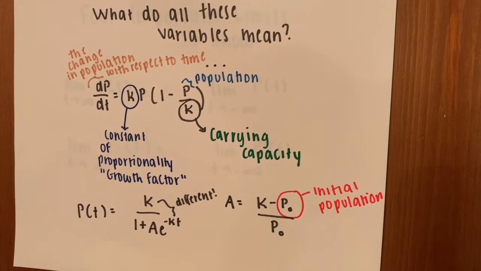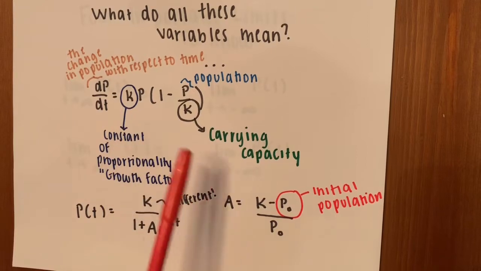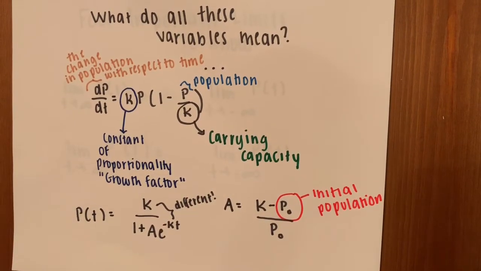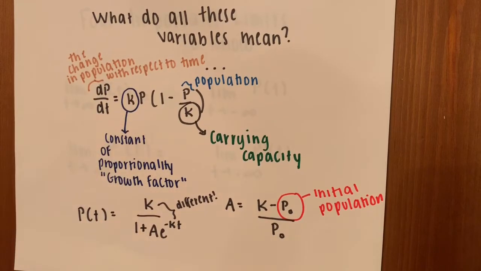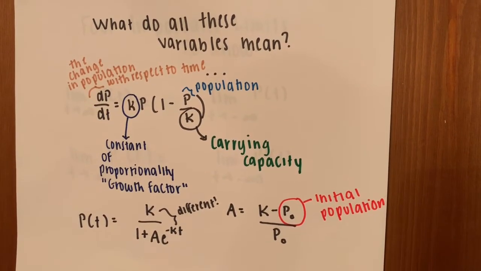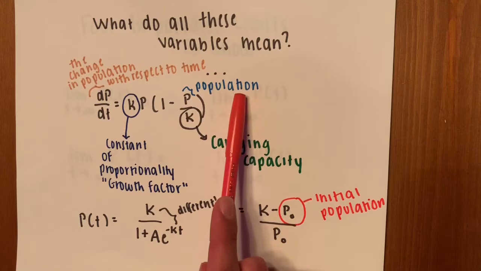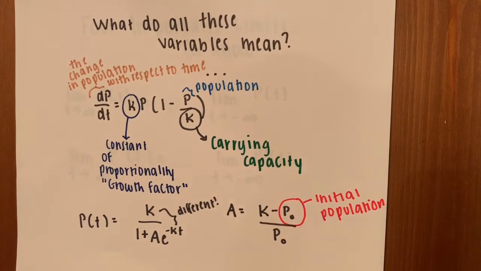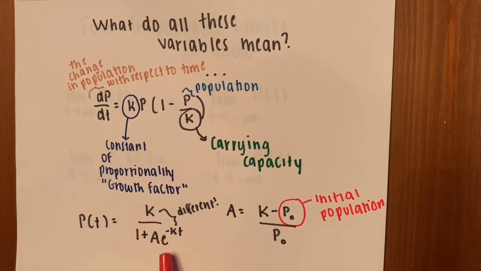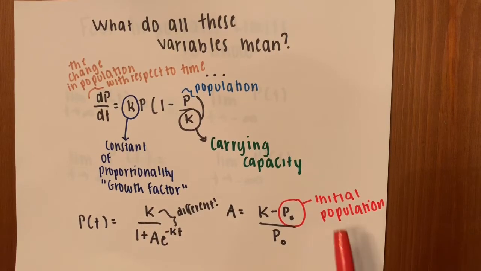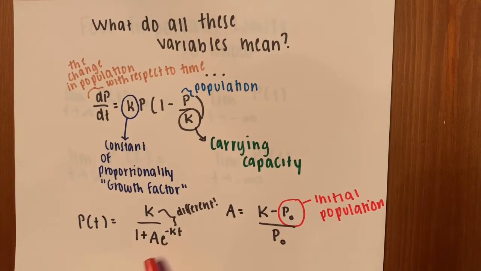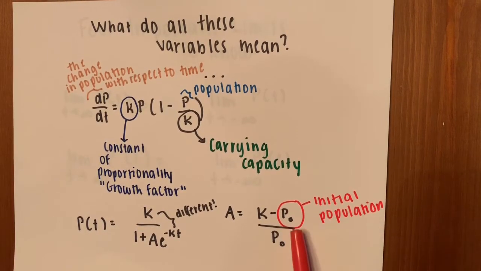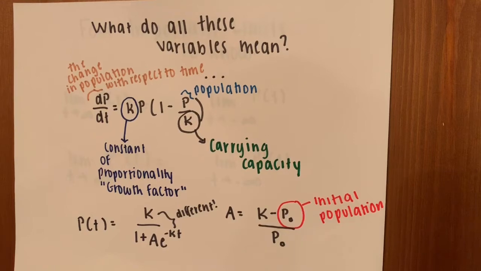So, what do these variables mean? This little k value we've seen before, and it just represents the growth factor or the constant of proportionality. We know that this function represents the change in population with respect to time. This big P right here represents the population, and this big K right here represents the carrying capacity. The big K and the little k are different. To find this A value in the function, it is the carrying capacity minus the initial population, over the initial population.